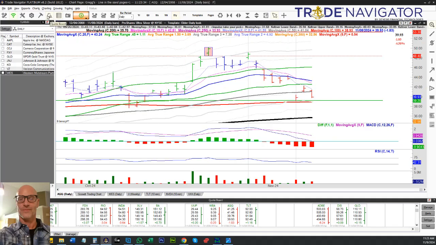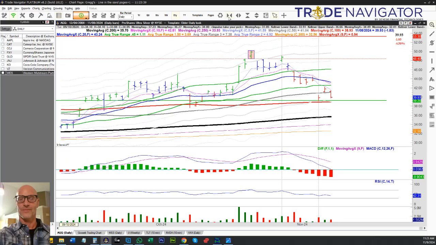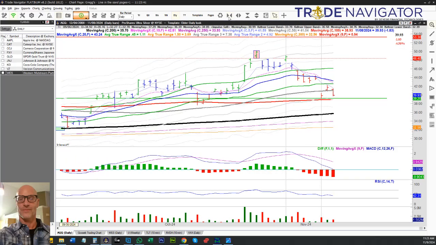All right, AGQ. This was a really big trade for me, and I've shown you some abandoned babies this week, a lot of which did not work, but this one worked really, really nicely. You can see the red bar up here. This is a bearish abandoned baby. Why? Because we gapped up, and the very next day we gapped down.